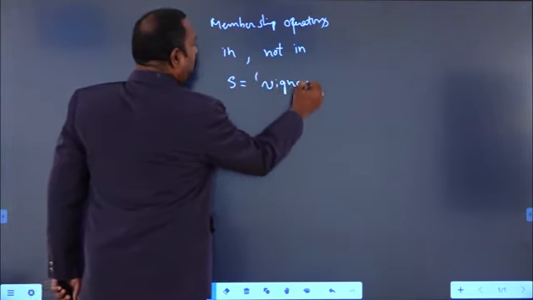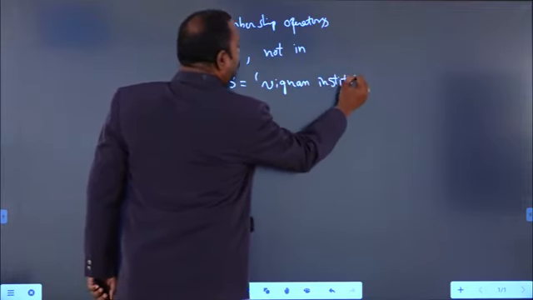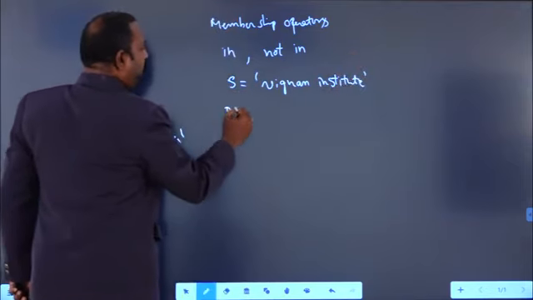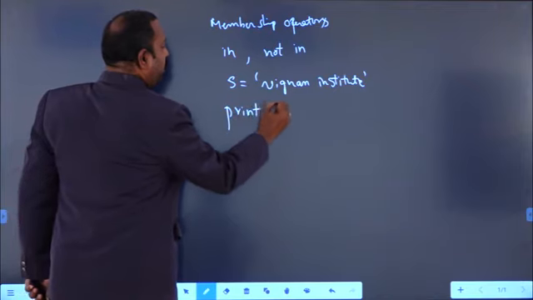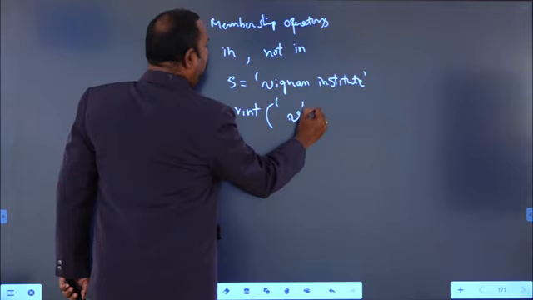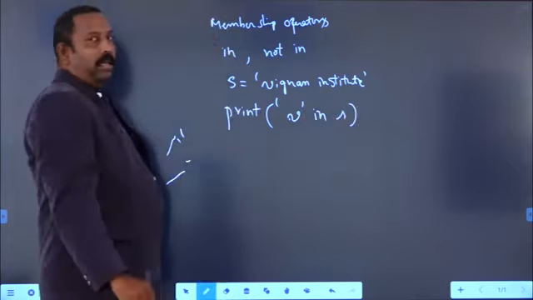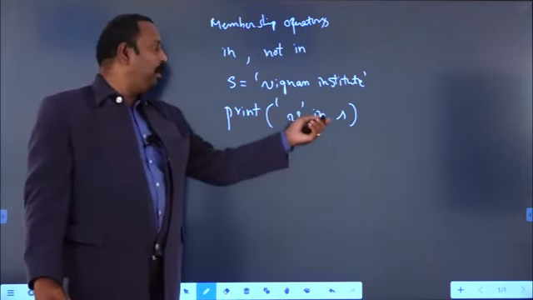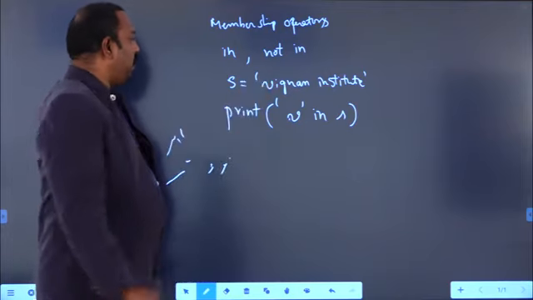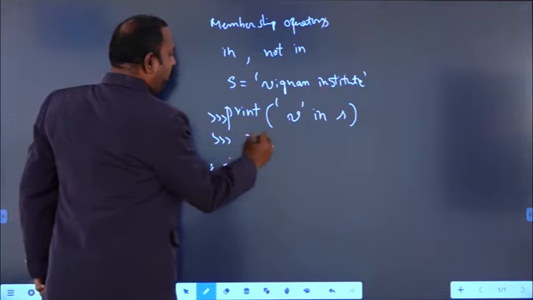Now suppose I write S equal to VIGNAN INSTITUTE, Vignan Institute. Suppose I have written a string. Suppose I write print V in S. That means, is the variable V available in the string S or not? V is available in S. That's why you will get the output true.